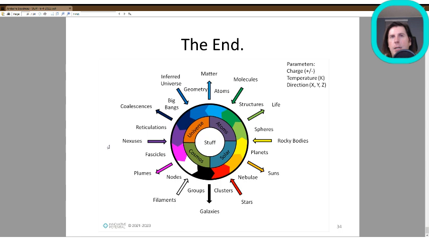It gets easier because you're always going from planets, suns, moons, planets, suns. Then you go to stars, clusters, galaxies. Then galaxies, groups, and filaments, or actually it goes from groups, filaments, and nodes. So the triplets are groups, filaments, and nodes; stars, clusters, galaxies; planets, suns, and nebulas; life, spheres, and rocky bodies; atoms, molecule structures. There are sets of triplicates in this, and that's what makes it so much cleaner.